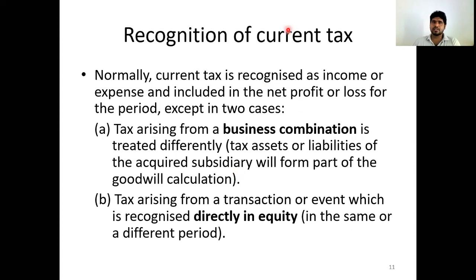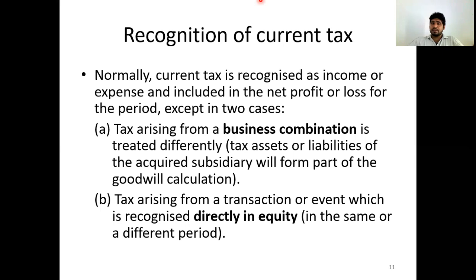Now we'll see the recognition of current tax. How do we recognize the current tax in the statement of financial position, the balance sheet? Normally, current tax is recognized as income or expense and included in the net profit or loss for the period, right? If you make profit, you have to pay to the government, so it is an expense. If you make a loss, the government will give you an asset. It's an income.